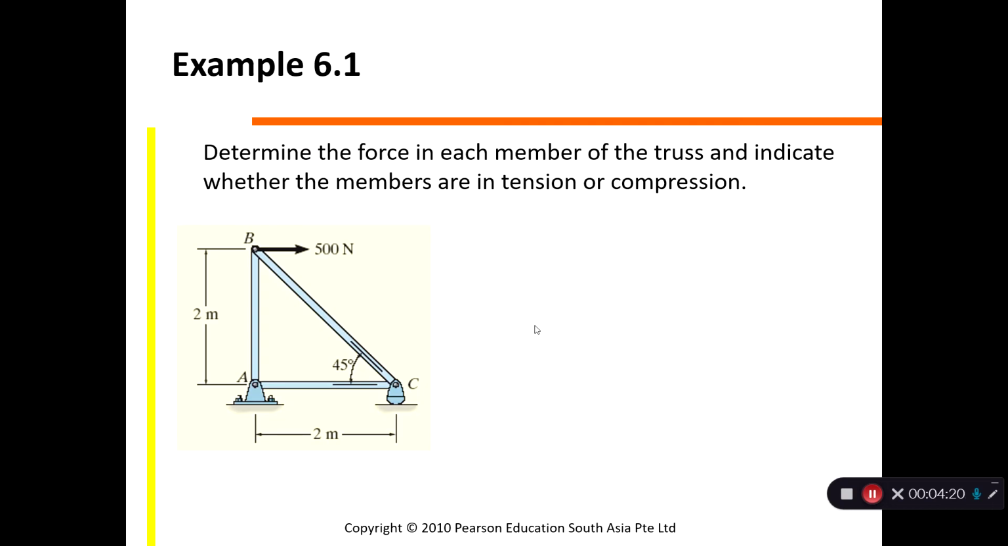Okay, so let's do this example. Determine the force in each member of the truss and indicate whether the members are in tension or compression. First, let's analyze the diagram. At joint B, we have two unknown member forces, coming from this member and this member. I'm not going to write the direction yet. It could either be going this way or going this way. We'll figure it out later.